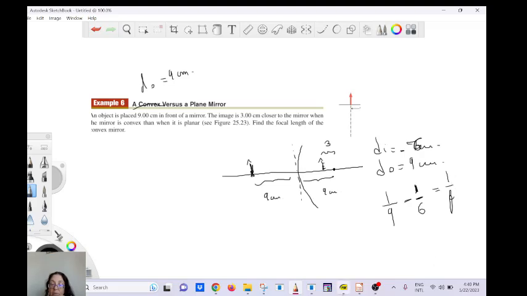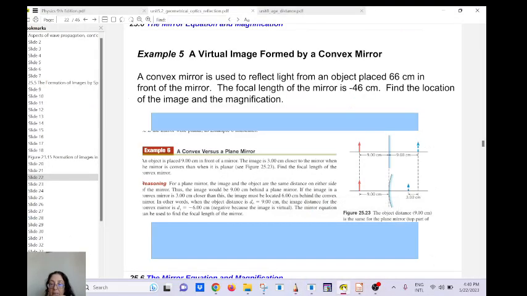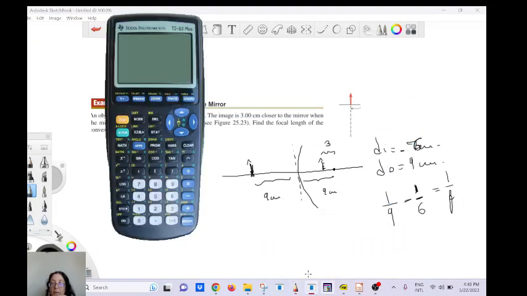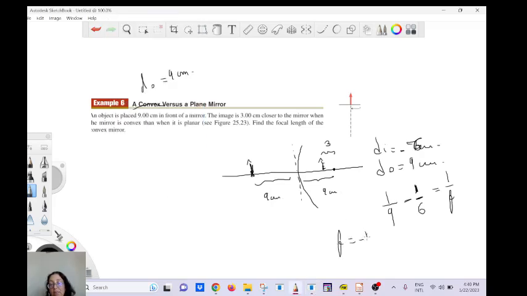Okay, you have the picture here. So 3 centimeters closer, it's going to be 6. Okay, so you can do the math. It's going to be 9 to the minus 1 minus 6 to the minus 1. So that's going to be minus 18 centimeters.